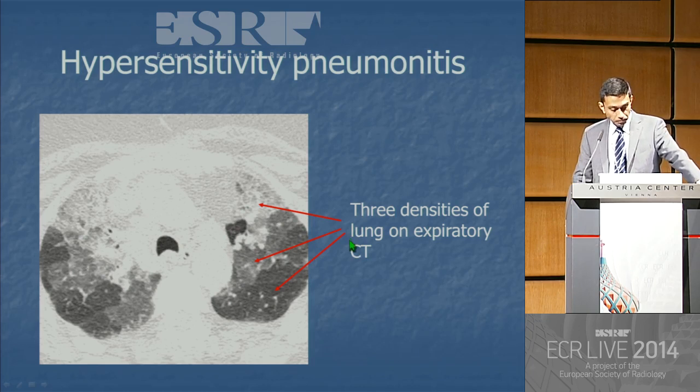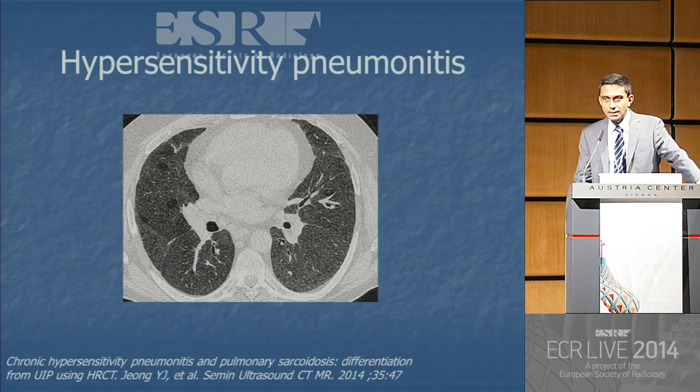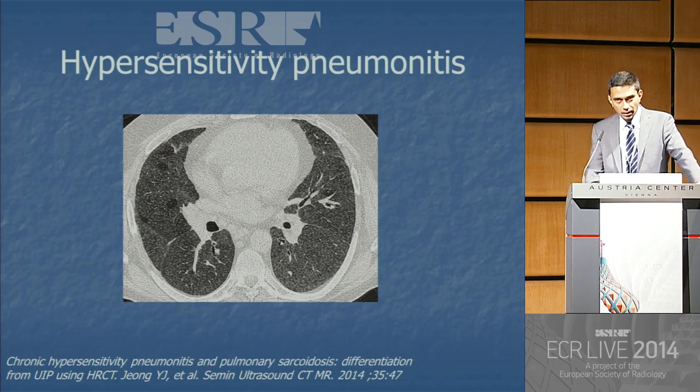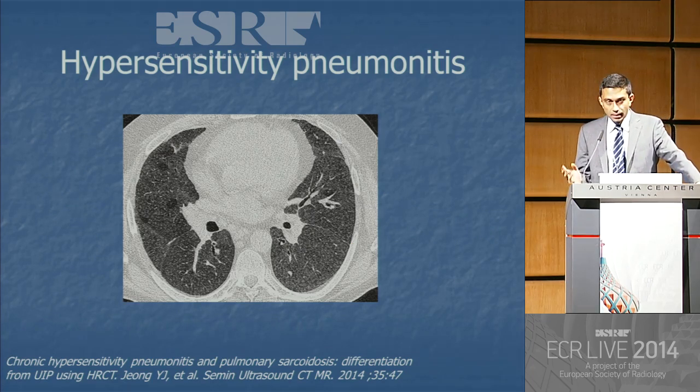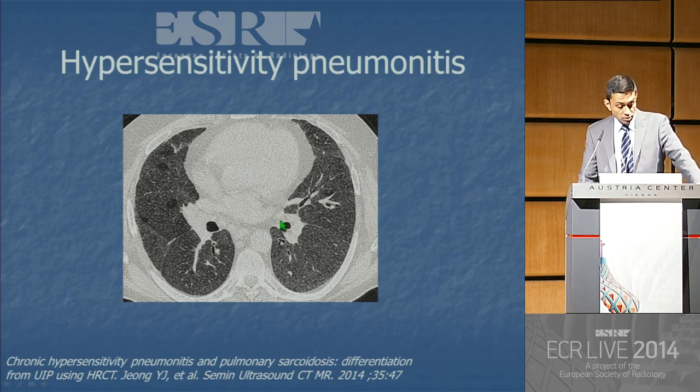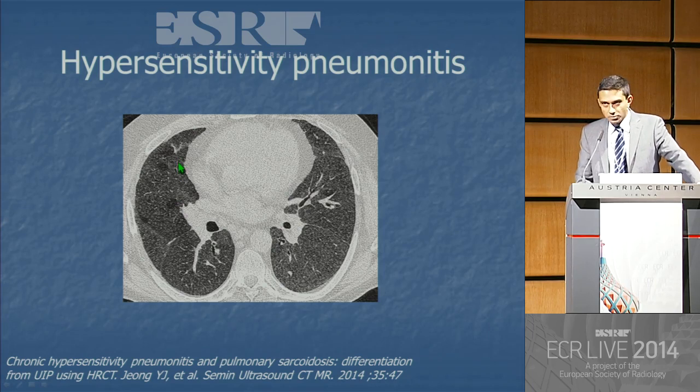However, you don't always need expiratory CT to make the diagnosis of hypersensitivity, that is to say, subacute hypersensitivity pneumonitis. In this particular case, the combination of widespread ground glass centrilobular nodules and just one or two lobular areas of air trapping would be sufficient for you to be very suspicious of the diagnosis based on inspiratory CT alone.